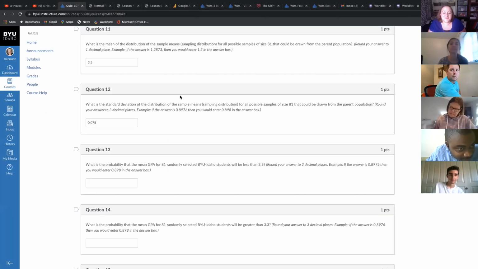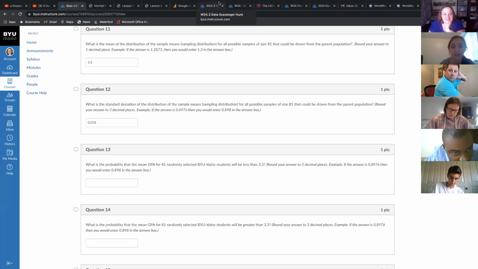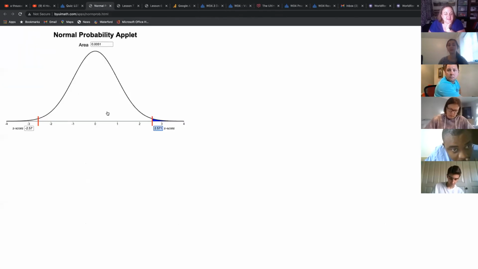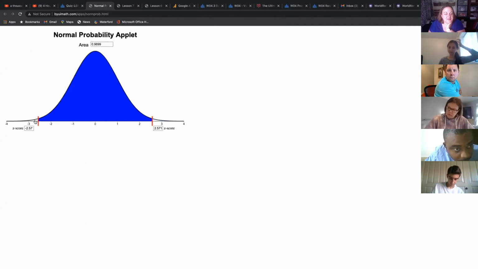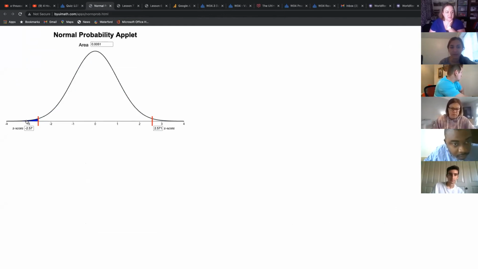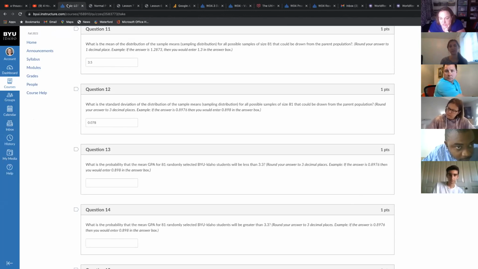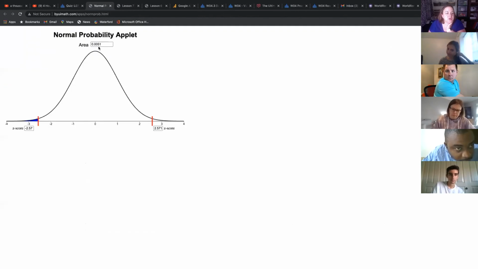I can't remember what we were supposed to be looking for. Yeah, so once you find that, then you're going to be using the probability applet, plugging in that z-score. And all you're looking at is just what's less than 3.3, so how much to the left of your z-score. That was 0.005.